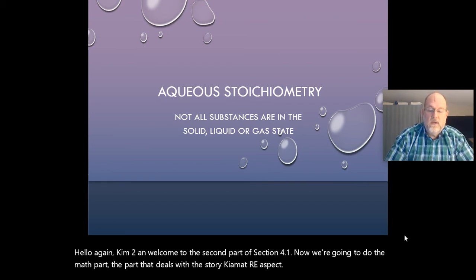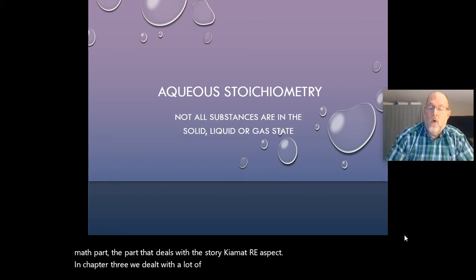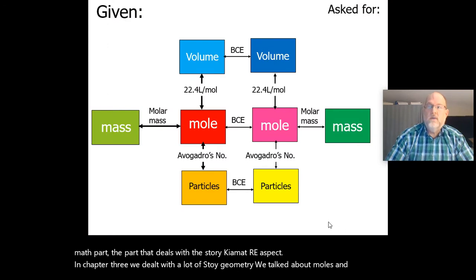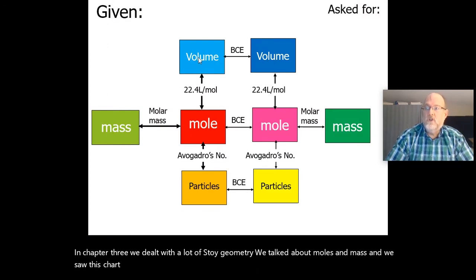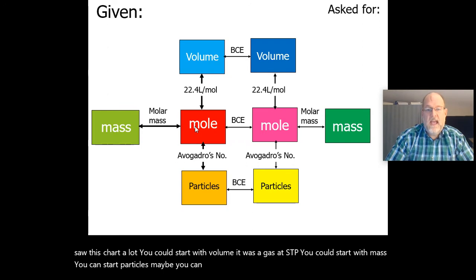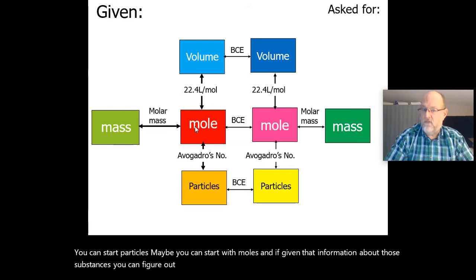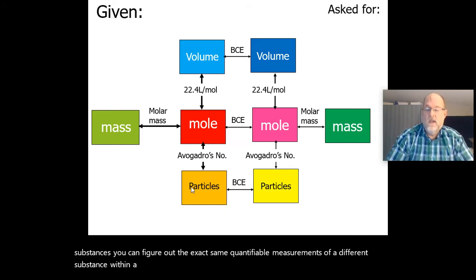In chapter 3, we dealt with a lot of stoichiometry. We talked about moles and mass, and we saw this chart a lot. You could start with volume, if it was a gas at STP, you could start with mass, you could start with particles, maybe, or you could start with moles. And given that information about those substances, you could figure out the exact same quantifiable measurements of a different substance within a balanced chemical equation.